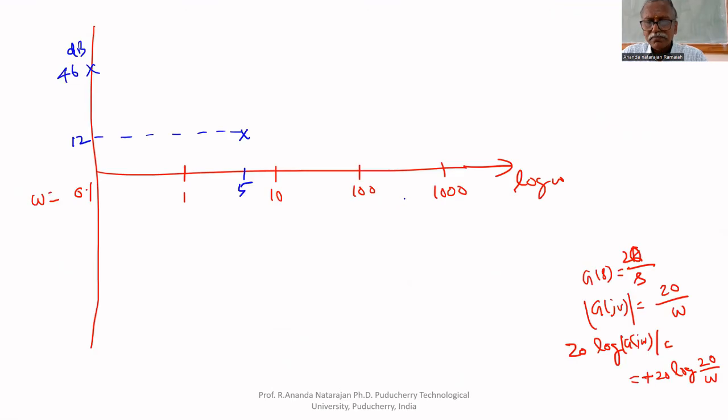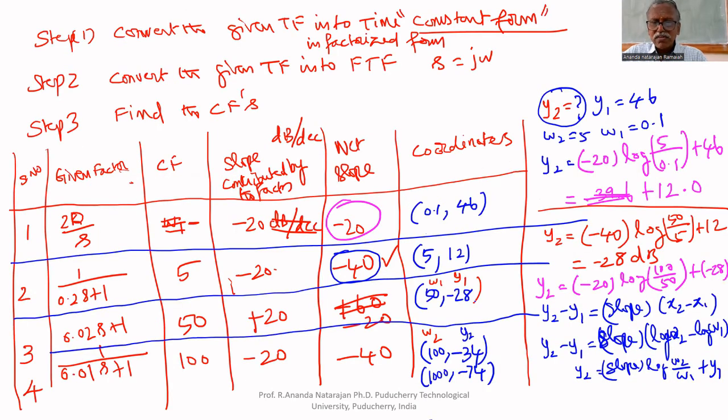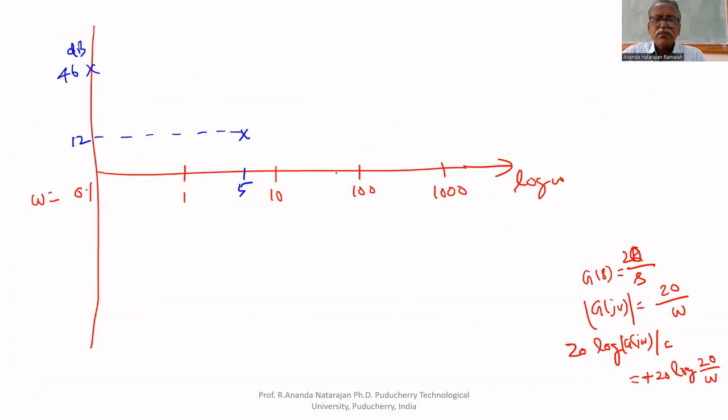Next one is minus 28 at 50. 50 means here. Minus 28. Maybe around here. Minus 28. Minus 28 at 50.